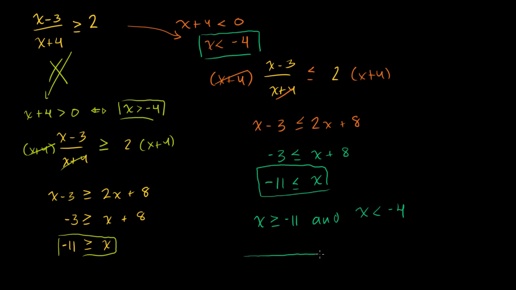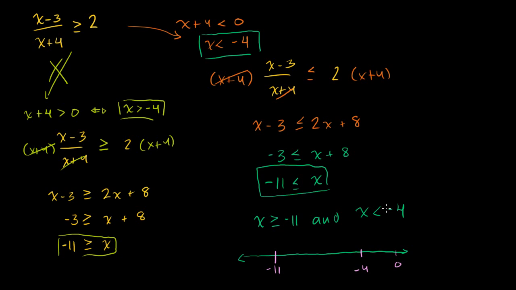And if I draw a number line, I want to switch colors. So we have minus 11. We can be greater than or equal to minus 11. So this is minus 11. And then we have minus 4 over here. Maybe 0 is sitting over there. We have to be less than minus 4.